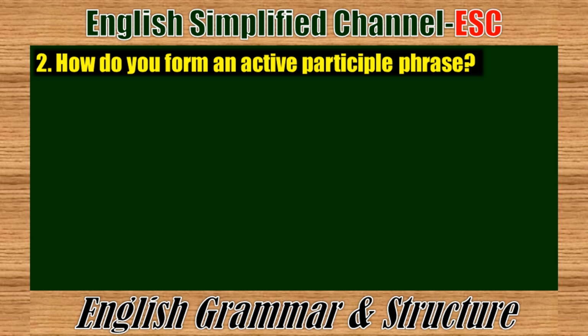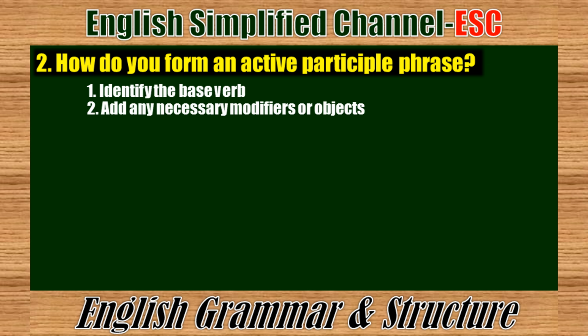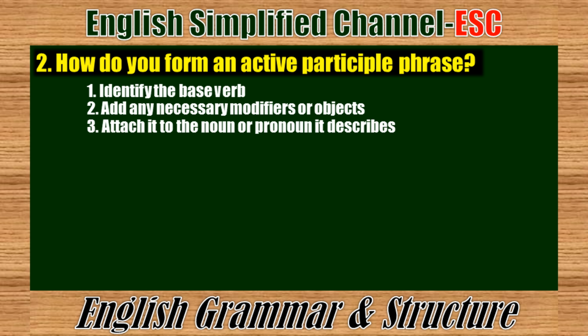How do you form an active participle phrase? Here are the steps to create an active participle phrase in a sentence. 1. Identify the base verb. Choose the verb you want to use and change it to its ing form. 2. Add any necessary modifiers or objects. Include words like adverbs or direct objects that add meaning to the participle. 3. Attach it to the noun or pronoun it describes. Place the participle phrase next to the noun or pronoun it modifies.